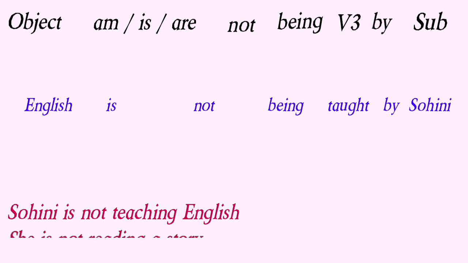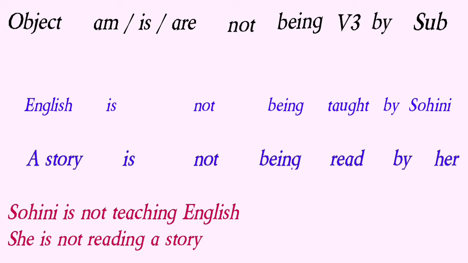She is not reading a story. In the passive voice this will be, a story is not being read by her. In the object we are placing a story, in the am, is, are we are placing is, in the not we are placing not, in the being we are placing being, then after that in the third form of the verb we are placing read, then after that by, and in the subject we are placing her.